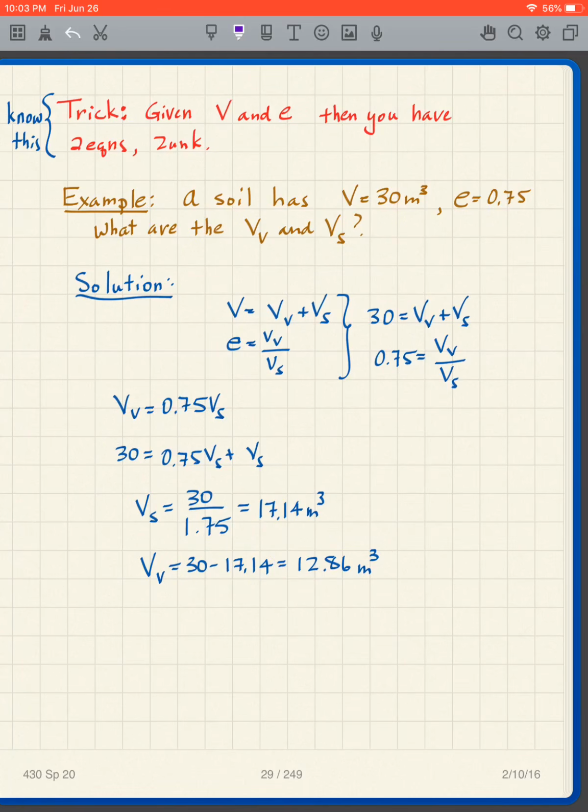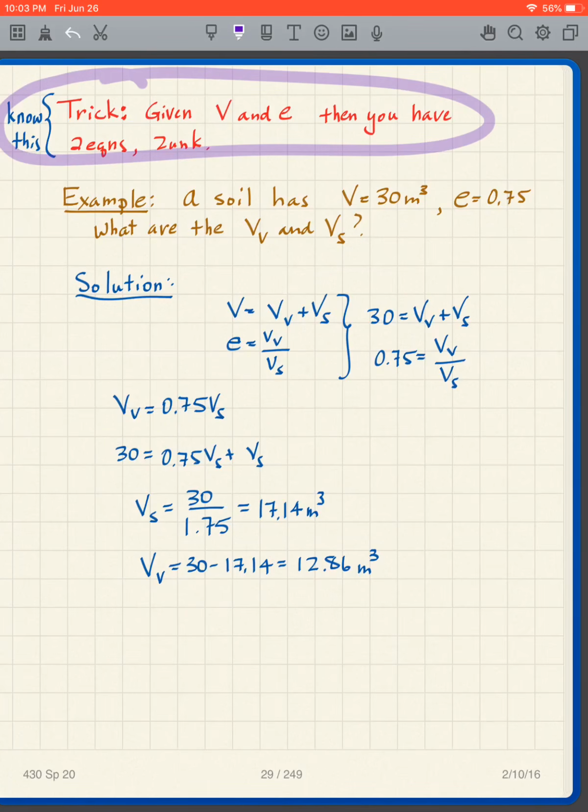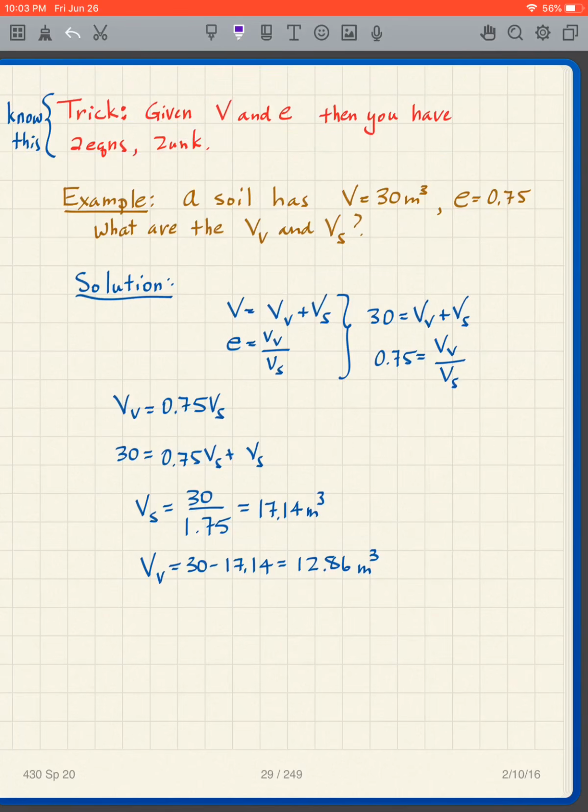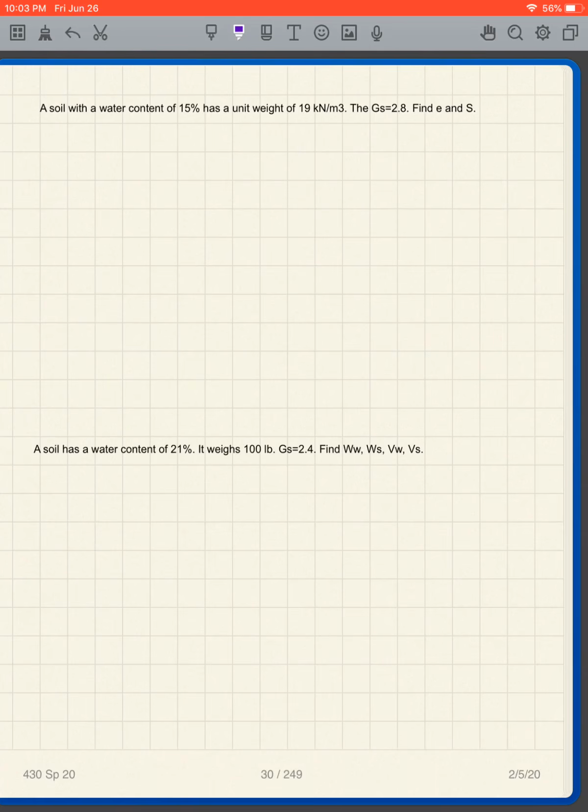So the next trick, you need to know this trick. Again, if I give you on a problem capital V and e, you should look for these things. And once you see them, it's going to give you the ability to start solving.